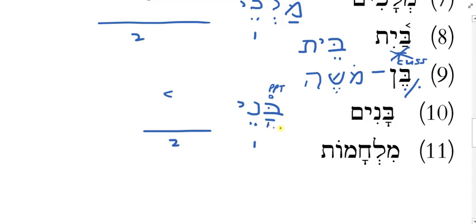What will the qamets do? It reduces to the vocal shva. Now, is it next to a vocal shva at this point? It is not, so it can just stay right where it is. So B'nai Yisrael is the sons of Israel. And you will actually see that quite a lot in the Hebrew Bible. B'nai Yisrael. B'nai Yisrael.